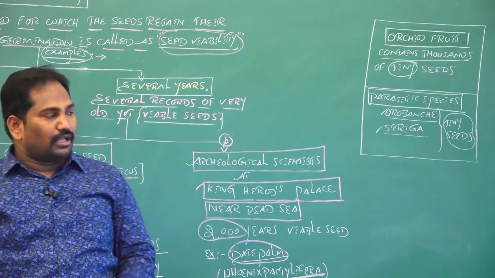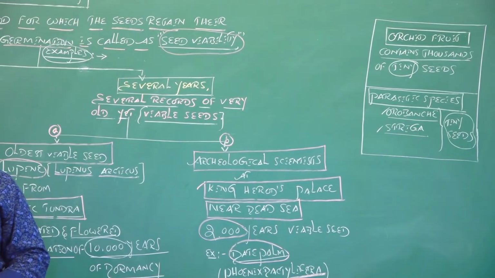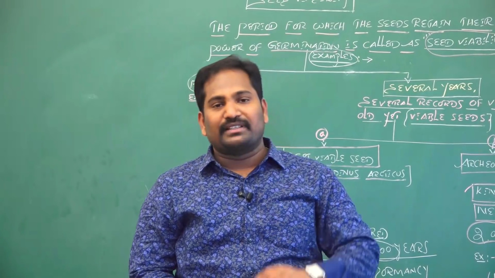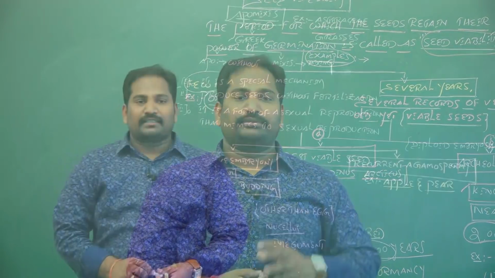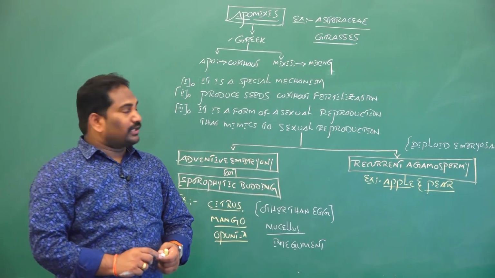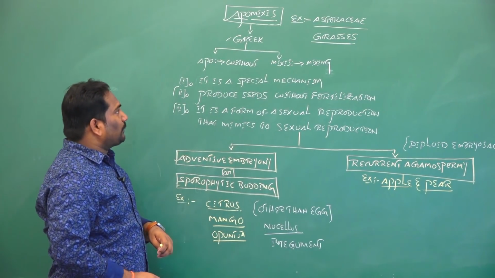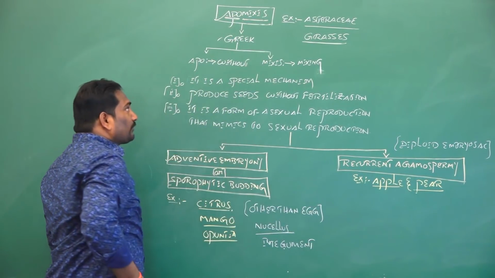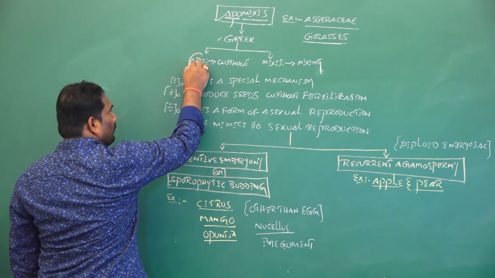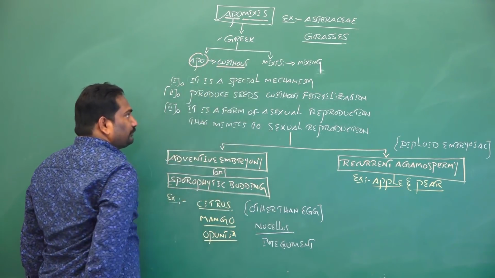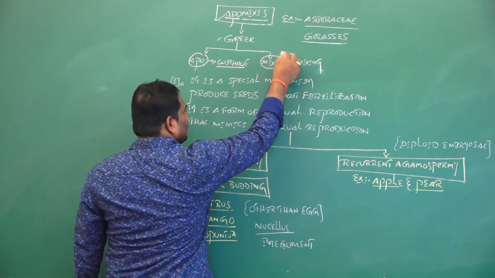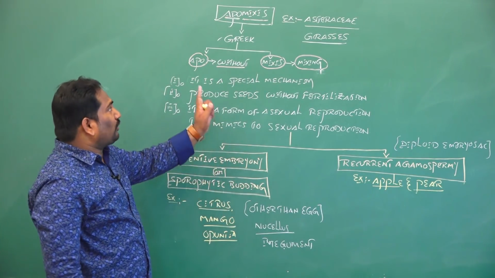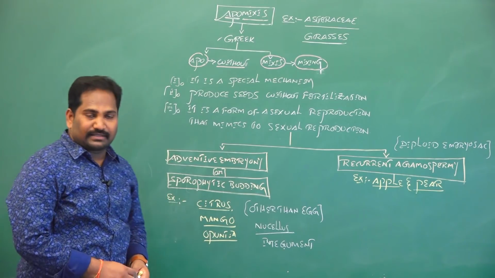Now we discuss the last and final concept in sexual reproduction in flowering plants: apomixis and polyembryony. What is apomixis? In the Greek language, the word apomixis has two parts: apo and mixis. Apo means without, and mixis means union or mixing. Without union or without mixing is called apomixis.